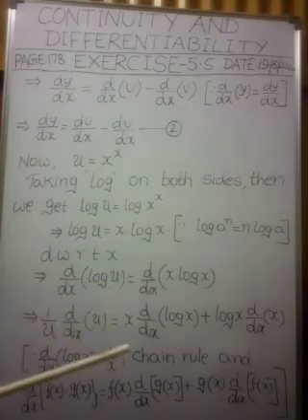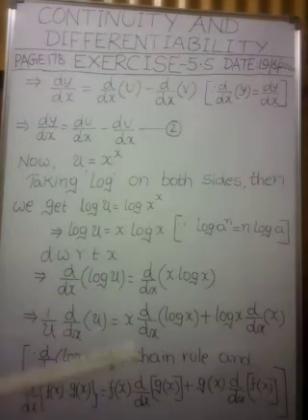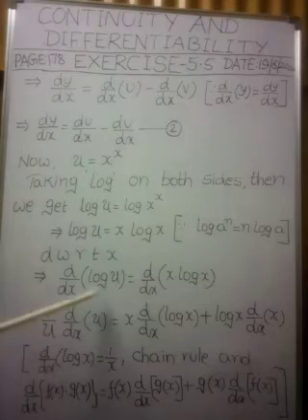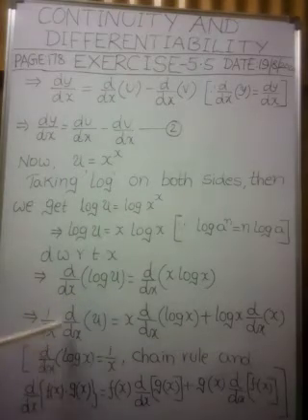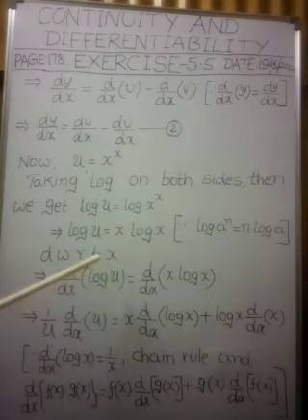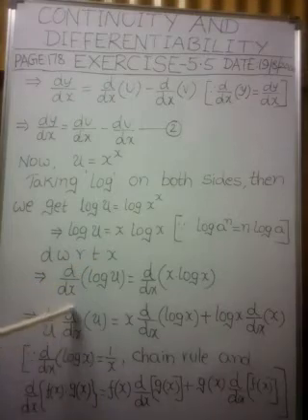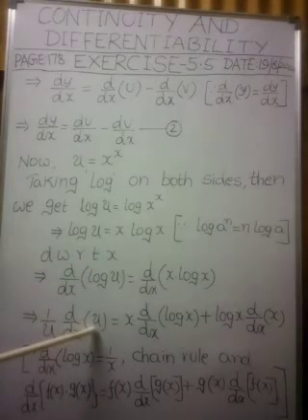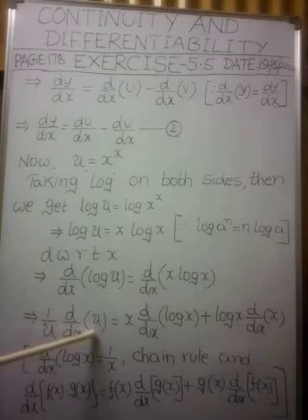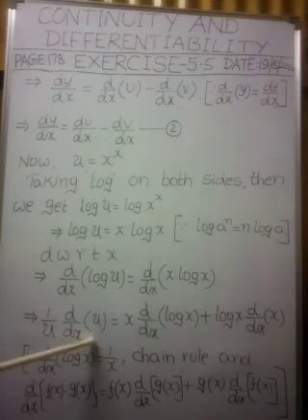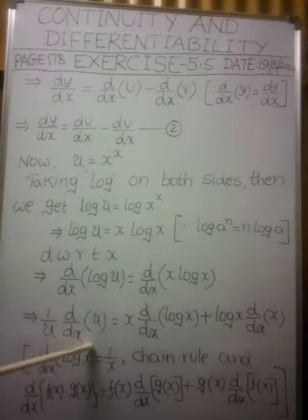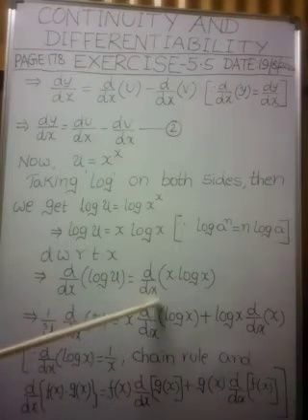Then what is the formula for d by dx of log x? 1 by x. So 1 by x means 1 by u, since you assumed u here as x in your mind. So 1 by u into d by dx of u. We are using the chain rule here. Understood this part, my dear children? In the LHS? Right. Now come to the RHS.